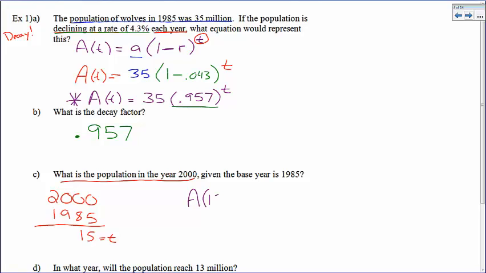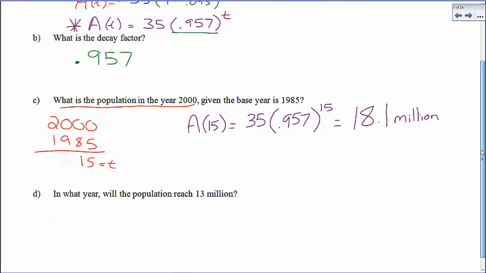Now, like any other function, we want to find the value, our final value, A of t, at t equal to 15. So what we're looking for is A of 15. And what we do is say it's equal to 35 times our decay factor, 0.957, to the t, and we substitute in 15 for the years. When we plug this into a calculator, we should come out to 18.1 when we round to the nearest tenth. So we can say 18.1 million wolves will be left in the year 2000.